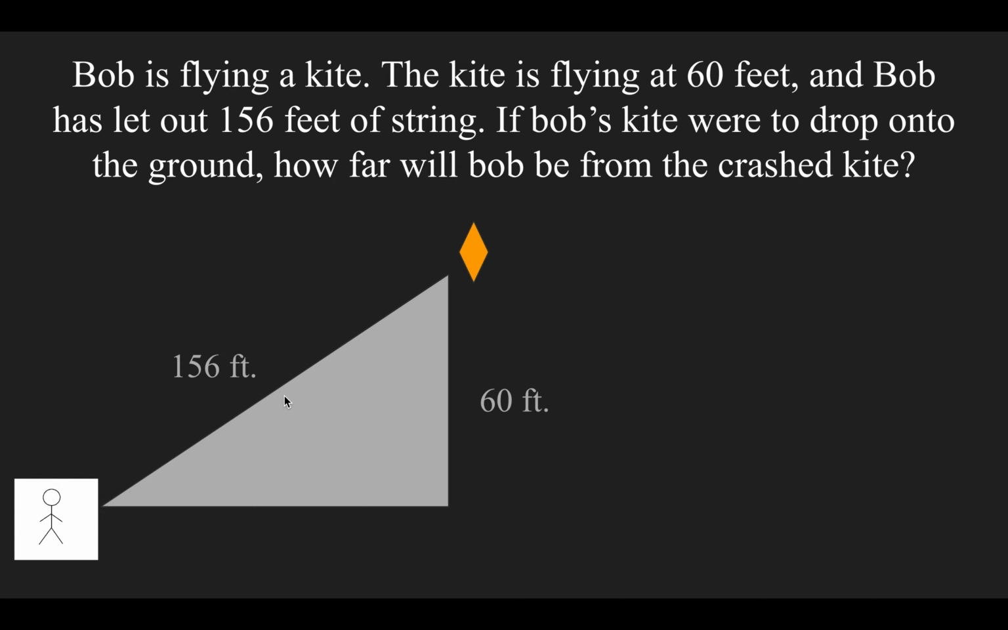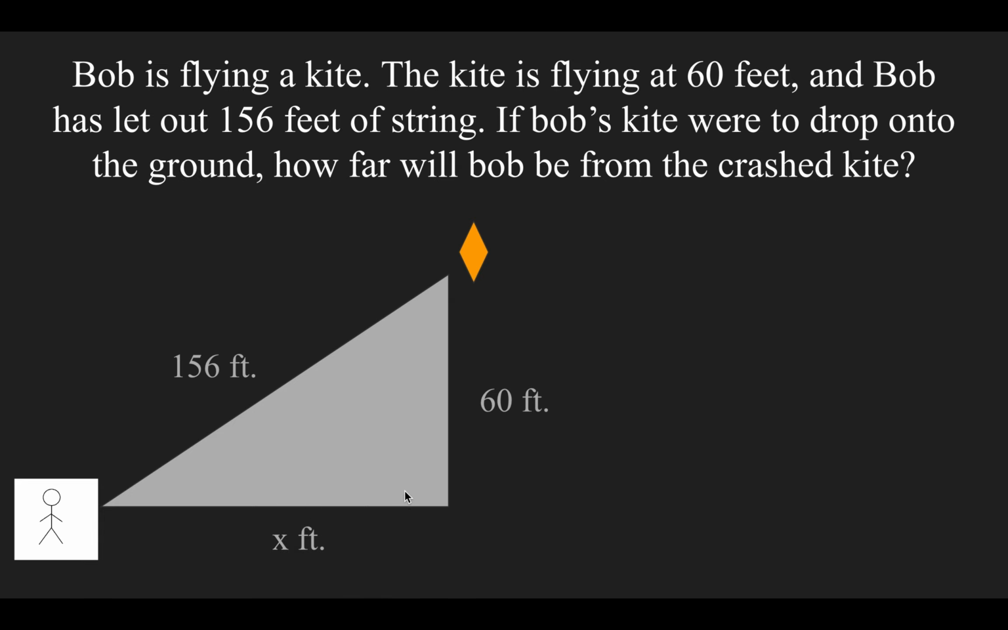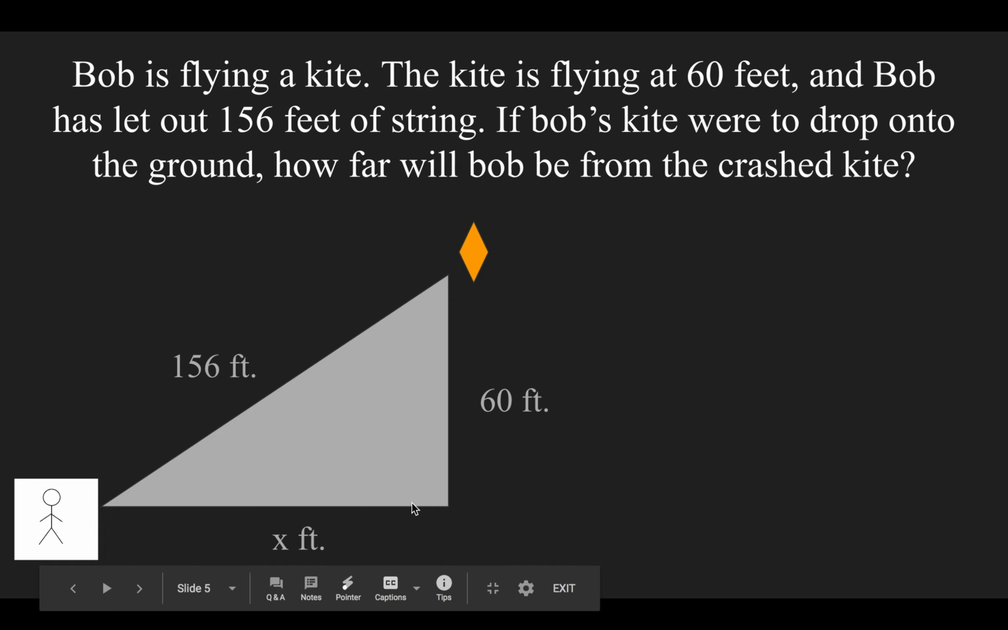So what we are given, well, Bob has let out 156 feet of string, so that's this distance. Now we also know the kite is flying at 60 feet off the ground, so that's this distance. And then it wants to know this. So we have a right triangle right here. This is going to be a Pythagorean theorem, right? We have two sides, we want to know the other one, it's a right triangle. It meets all the criteria. So we're going to set it up right here. X squared plus 60 squared equals 156 squared.